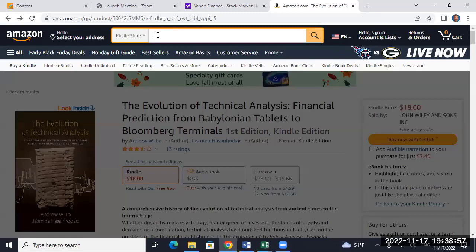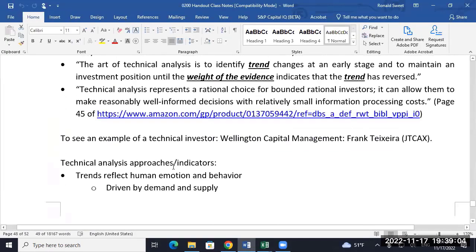Oh, I can't remember her name. Do I have it in the notes? I think I do. Yeah, I think this is it here. Let me find this one.